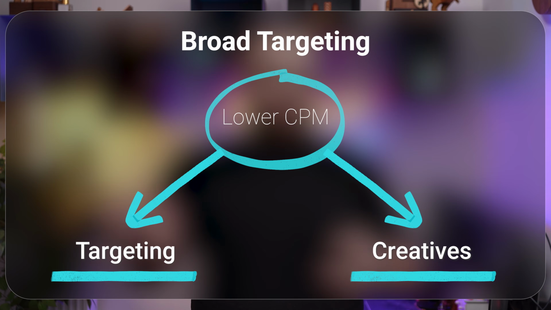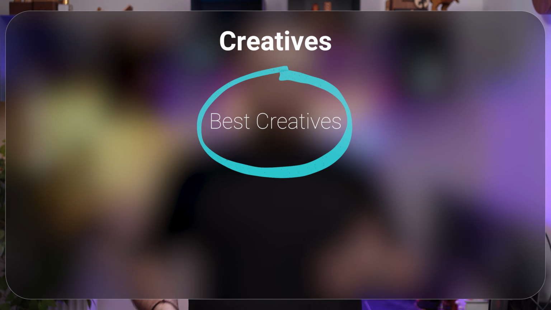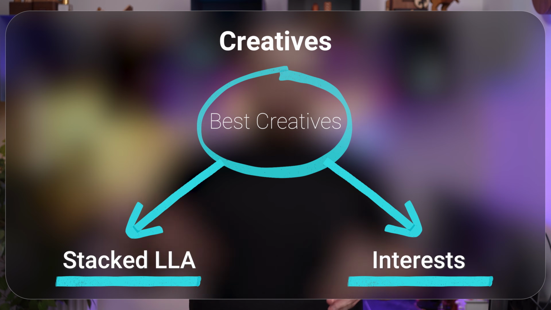The creatives were not showing so good either, but I took the best creatives and started implementing stacked lookalikes and interests in order to see where the problem is, whether it's on the targeting or on the creative. And then I saw crazy CPM fluctuations, we're going to watch it together.